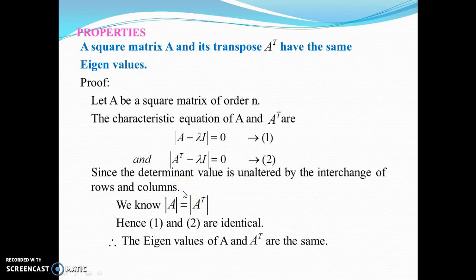Since the determinant value is unaltered by interchanging rows and columns, we get mod A is equal to mod A transpose. Applying this result, we get that equations 1 and 2 are identical. Hence, the eigenvalues of A and A transpose are the same.